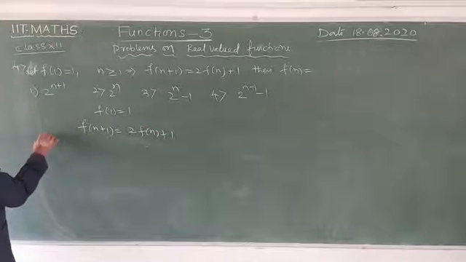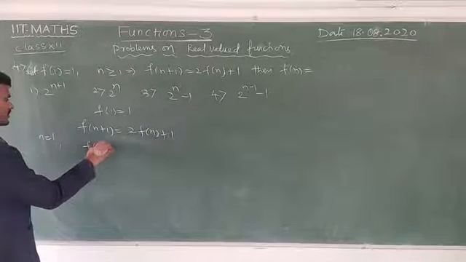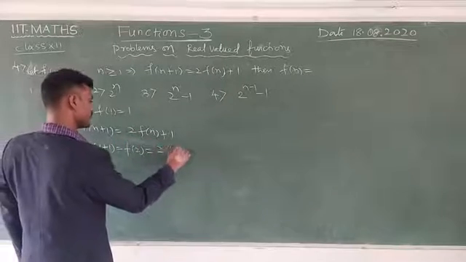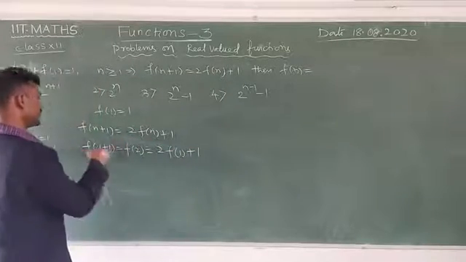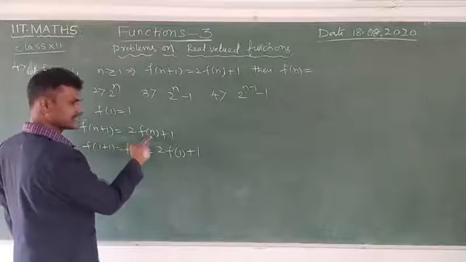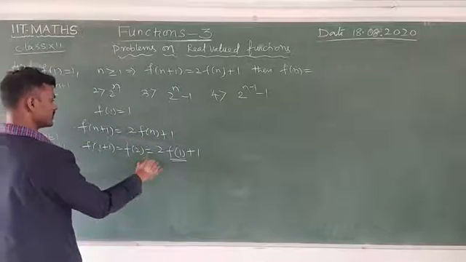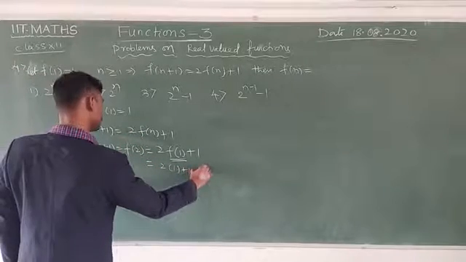Now you can take here n is equal to 1, then f of 1 plus 1 is equal to f of 2 is equal to here 2 times f of 1 plus 1. Here n is equal to 1 means where it is n as given, you have to substitute 1. Now we know that f of 1 is equal to how much? 1. Then 2 into 1 plus 1 is equal to 3.